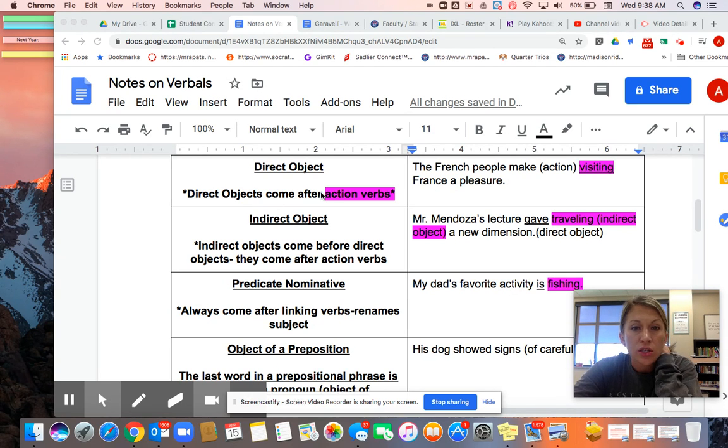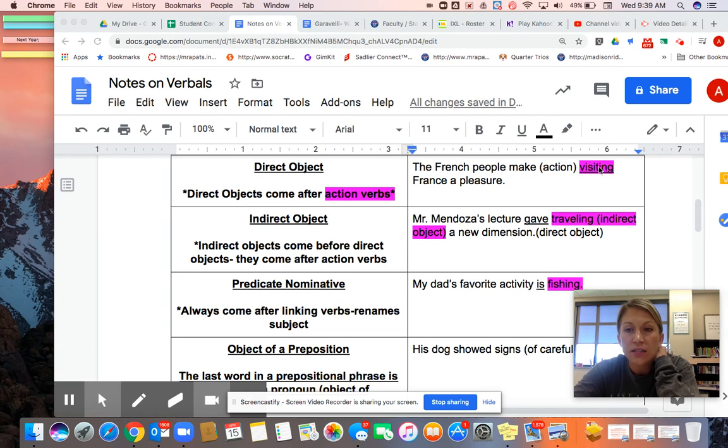All right. So type this out for me. A gerund can be a direct object, and direct objects come after action verbs. So look at this example sentence. The French people make visiting France a pleasure. Okay, here are the things I notice. I notice that make can be a verb, and I notice that visiting can be a verb. All right. Now, make is my action verb. I can tell that because what are the French people doing? They make. That's an action.